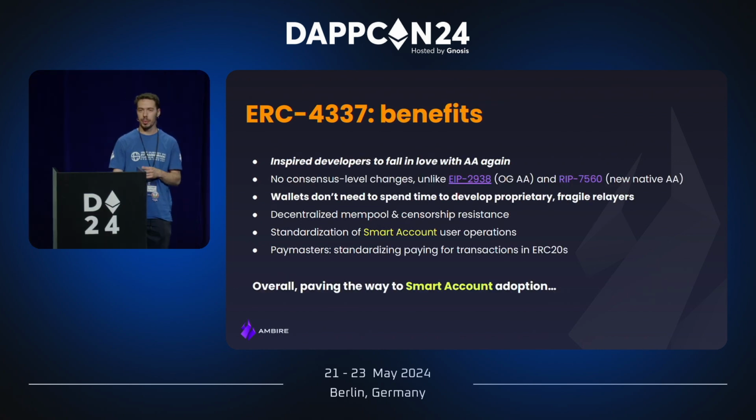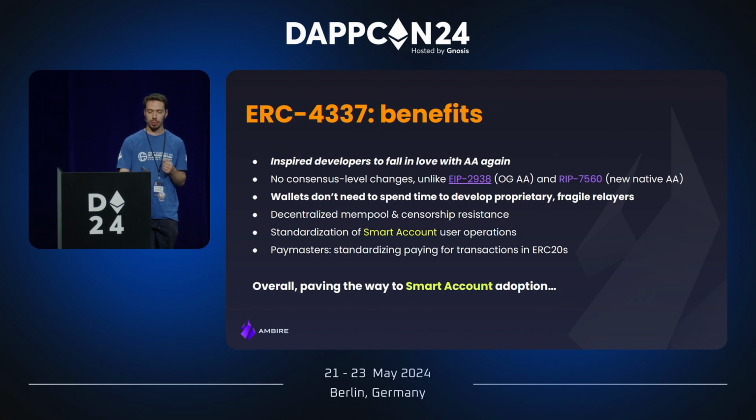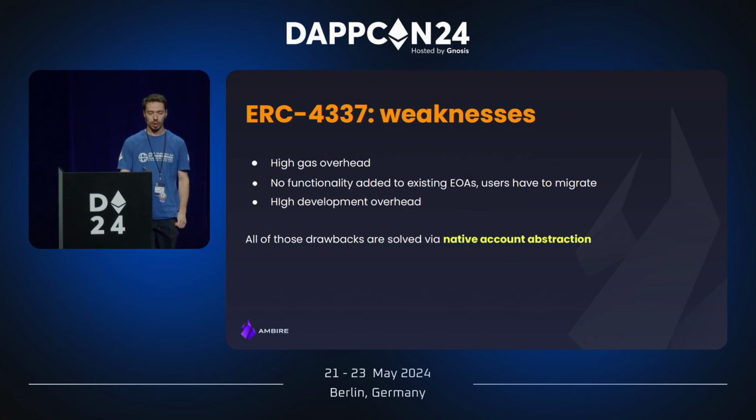So yeah, the benefits: it made everyone fall in love with account abstraction again. It was really easy to implement in terms of not requiring any protocol level changes. And best of all, wallets no longer need to develop these proprietary and fragile relayers. Unfortunately, though, it has a few weaknesses.